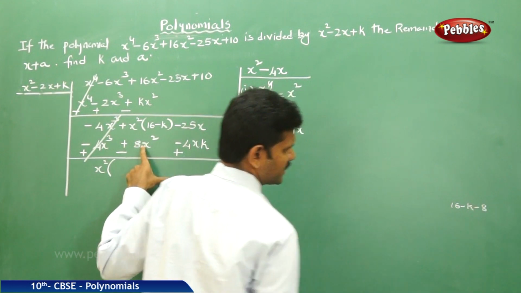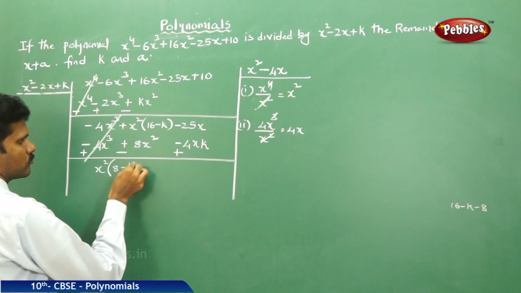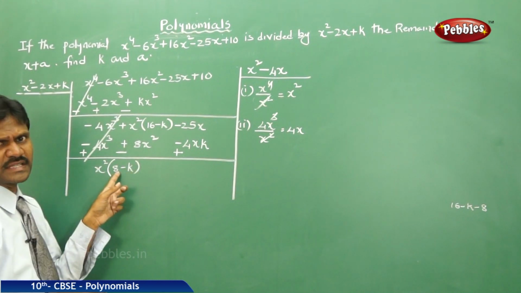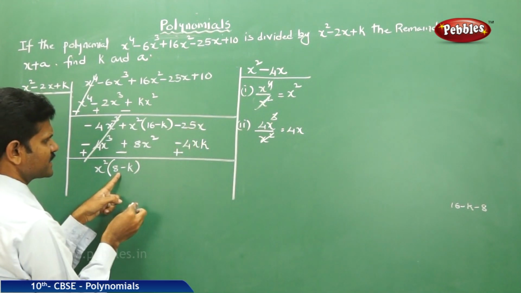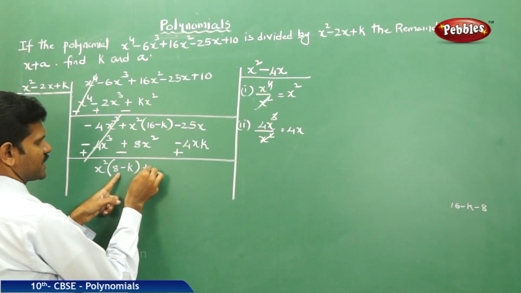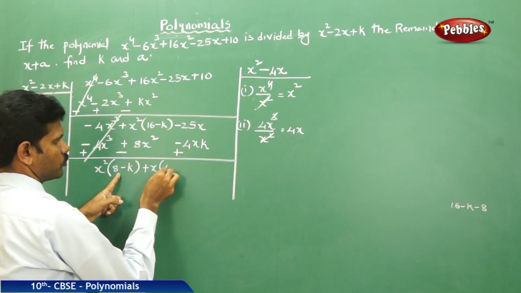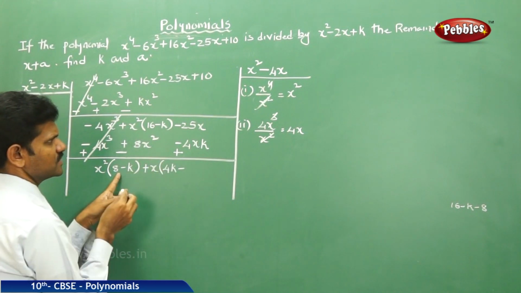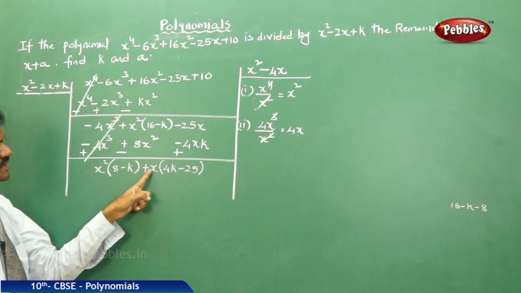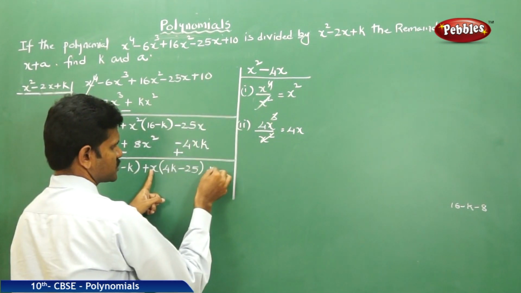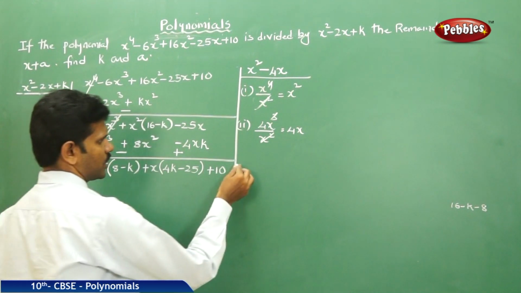That is 16 minus 8, which is nothing but 8 minus k. Now the x^2 term is 8 minus k. Next, the x term: from these two take x common. If you take x common, 4k minus 25 is left with x. Next one is a constant, plus 10, bring it down.